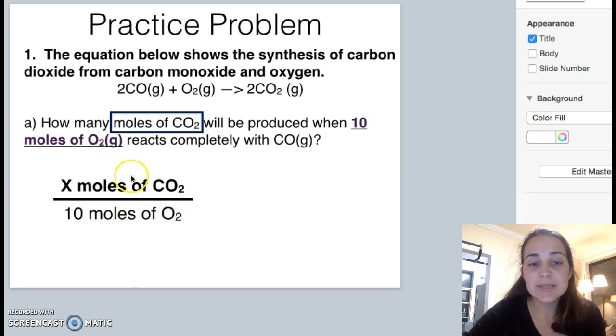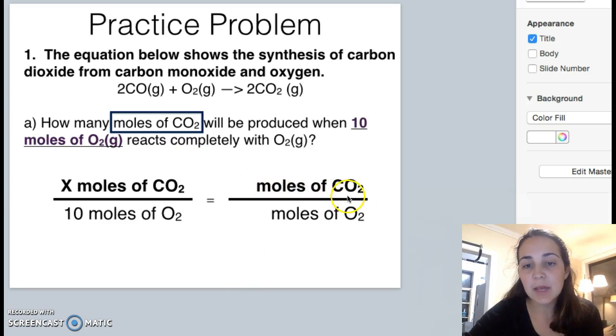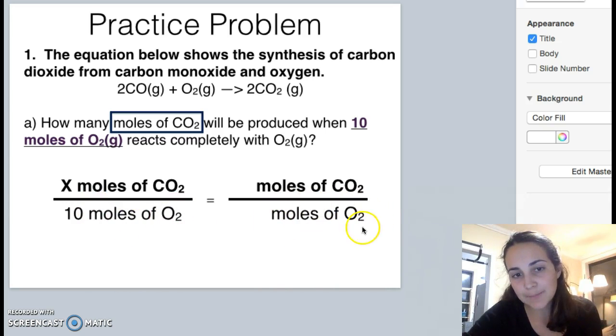So in this question, you can see that we're looking for the number of moles of carbon dioxide that will be produced when 10 moles of oxygen gas is reacted completely. So we have X moles, an unknown amount of moles, on the top, and we have 10 moles of oxygen on the bottom. Now, in order to solve this question, we're going to need to set it equal to another proportion. In this proportion, you want to have the same units across the top and the same units across the bottom. You can see that I have moles of carbon dioxide here, so I'm going to have moles of carbon dioxide on the top on the other side. Same thing, moles of oxygen on the bottom.